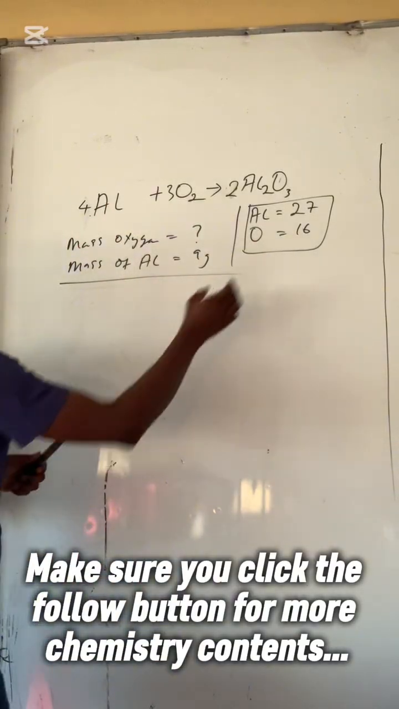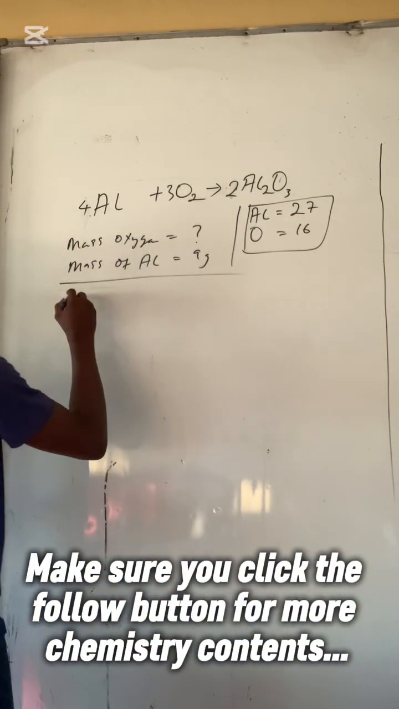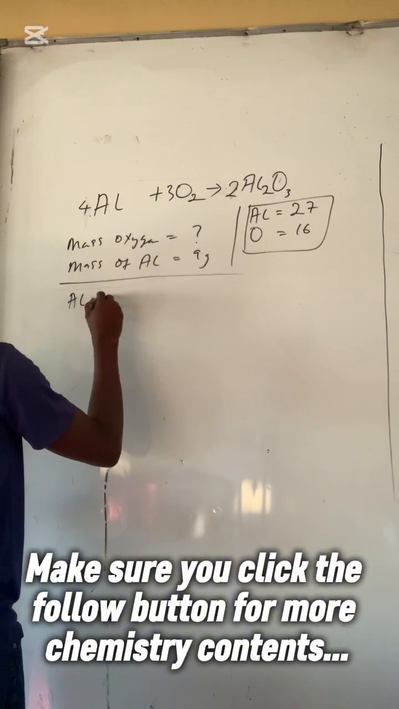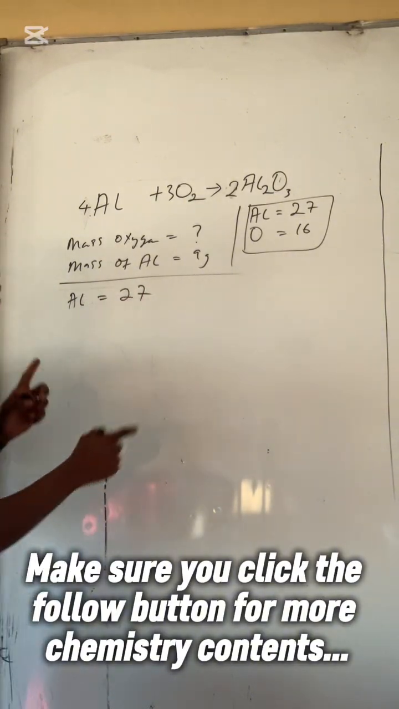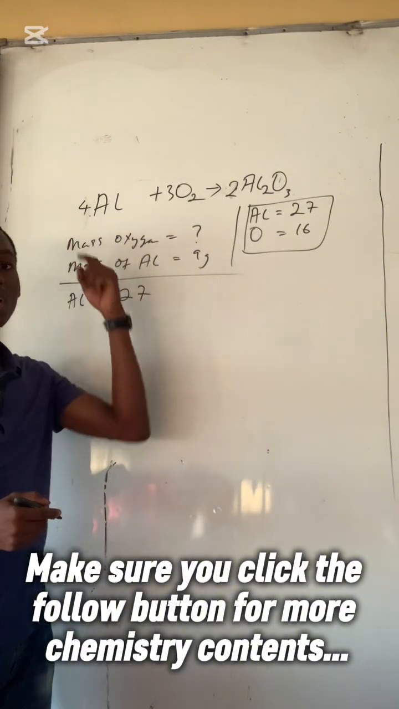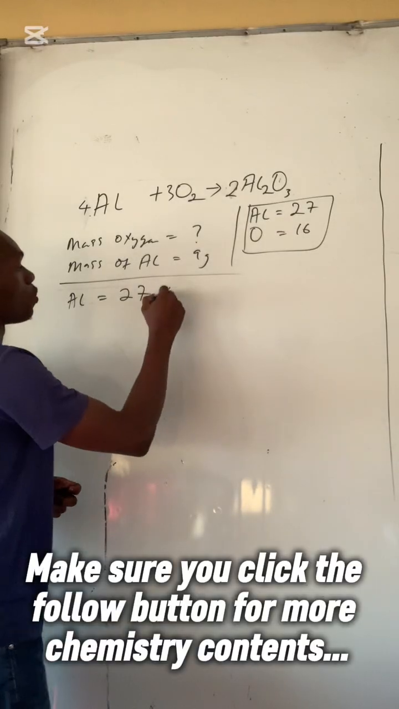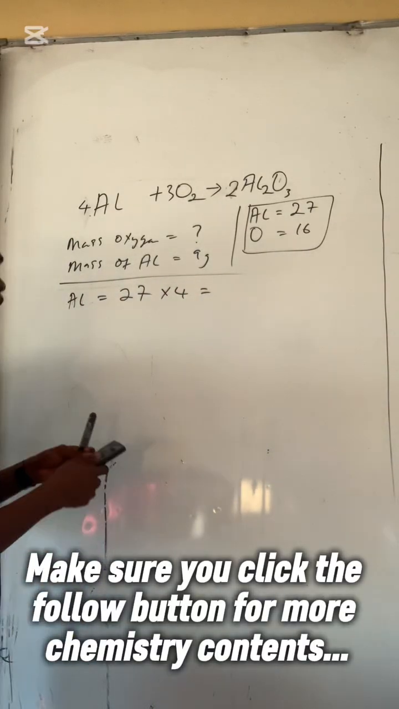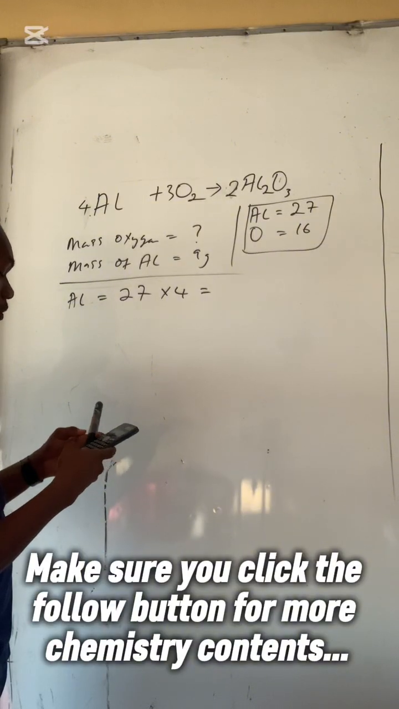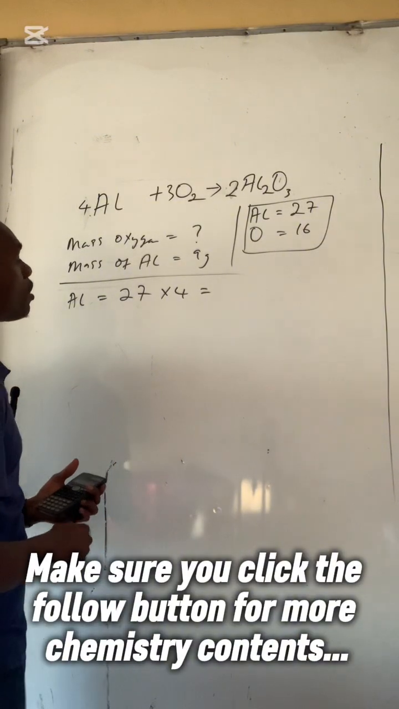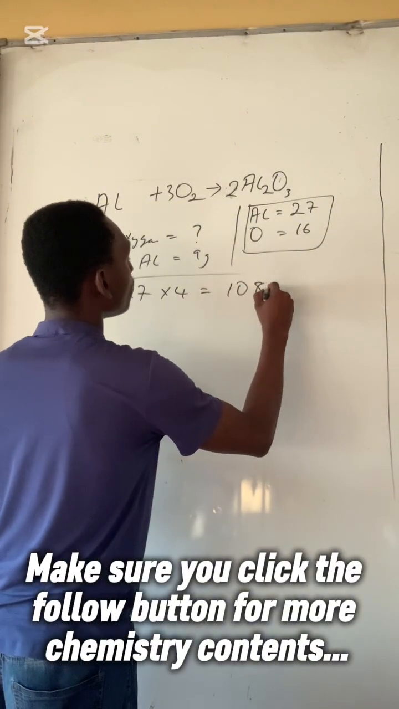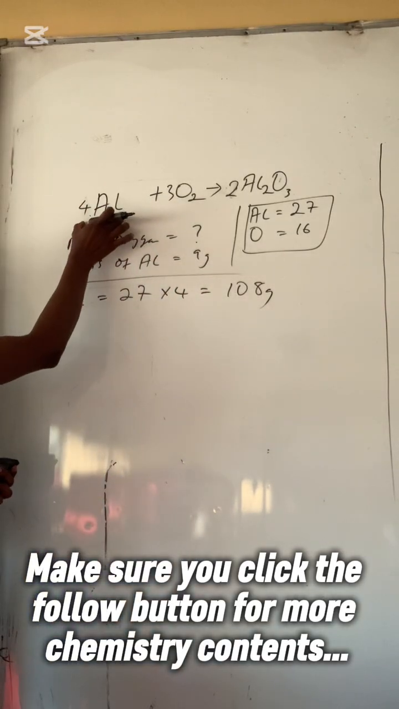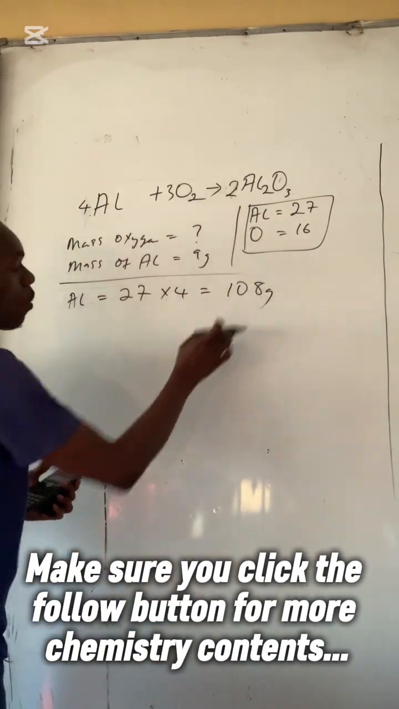Now, aluminium here, we are told that 1 aluminium is 27, but you can see in this balanced equation, aluminium is appearing 4 times. So multiply by 4, let's simply do that: 27 multiplied by 4 gives us 108. So this simply means that the reacting mass of aluminium that is combined with this oxygen is 108 grams.